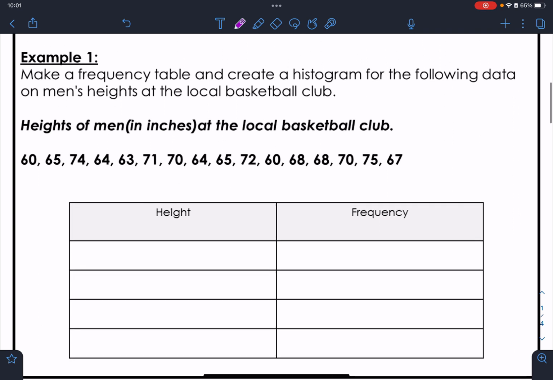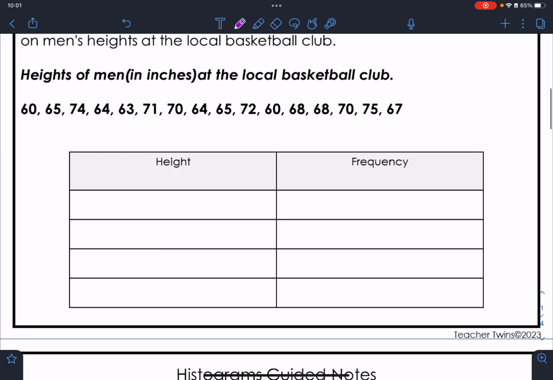So here's what this example is going to look like. We want to make a frequency table, and then create a histogram for the following data. We're given a list of heights in inches at a local basketball club. Here are various heights of people, and we want to list those intervals. I will give you these numbers. Our intervals are going to go from 60 to 63, 64 to 67, 68 to 71, and 72 to 75. You will always be given that information on the homework. It will be printed for you. But we can talk about how we get there.